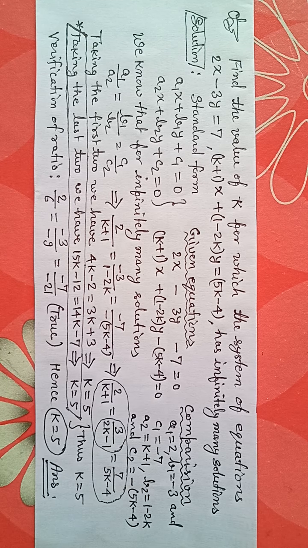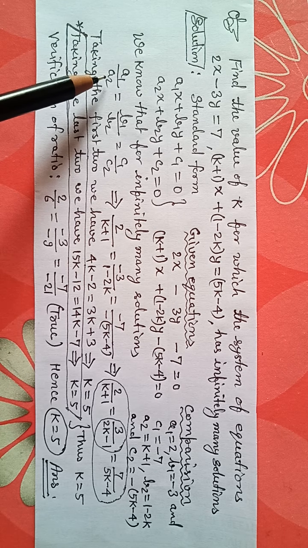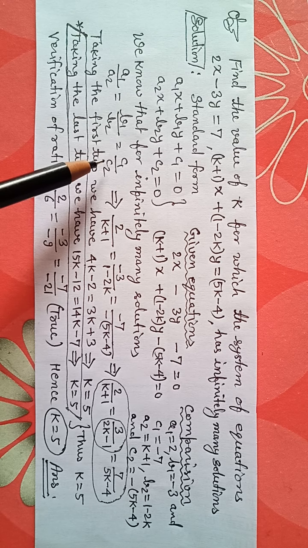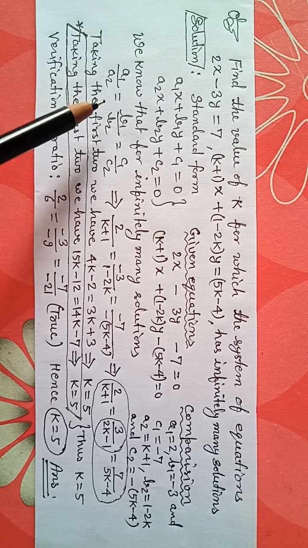Now we also know that for infinitely many solutions, a1 by a2 is equal to b1 by b2 is equal to c1 by c2. That means the ratios of the coefficients of x, the ratios of the coefficients of y, and the ratio of the constant terms must all be equal for infinitely many solutions.